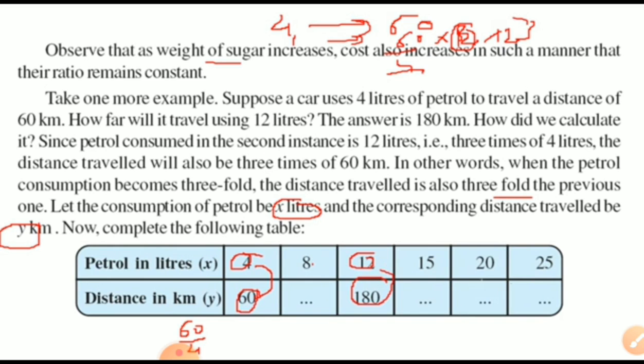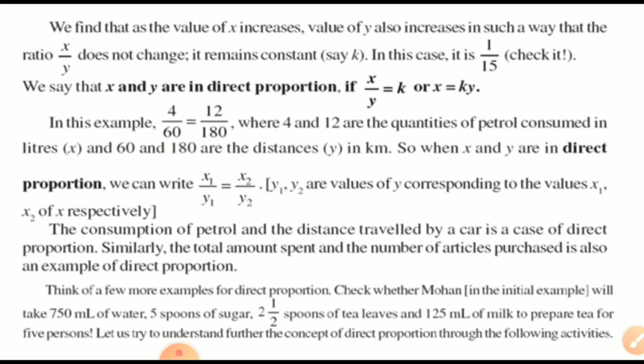12, yes, correct. 12 then 180. Is it 60 plus 60 plus 60, that way, divided by 4? Yes, 60 divided by 4 multiplied by 20 liters. 60 के हिसाब से 12 को 4 से divide किया, 415. Yes, 300 kilometers is the answer.